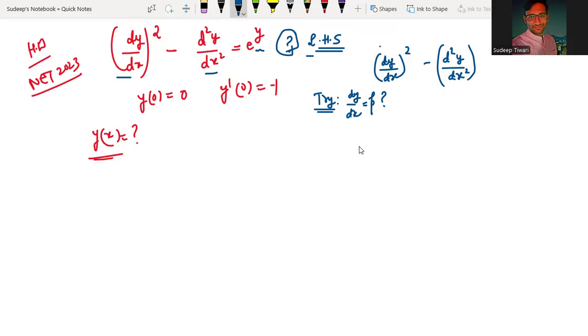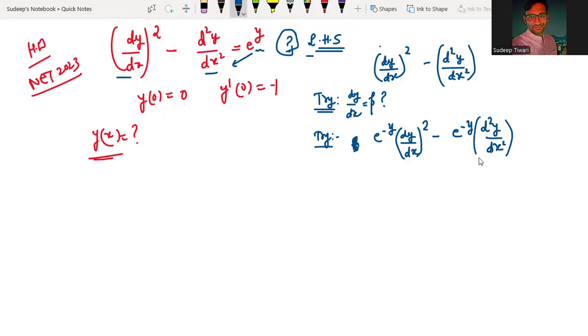So what I can do, I know there would be some function f of x or some function. एक काम करो. What you can do possibly is just another try I'm giving. Let us see if it works. So what I'll do, I'll simply divide this. So what it will give me, e raised to power minus y, and you will come to know why I'm doing this. (dy/dx)² minus e raised to power minus y d²y upon dx² is equal to 1. So this is equal to this.